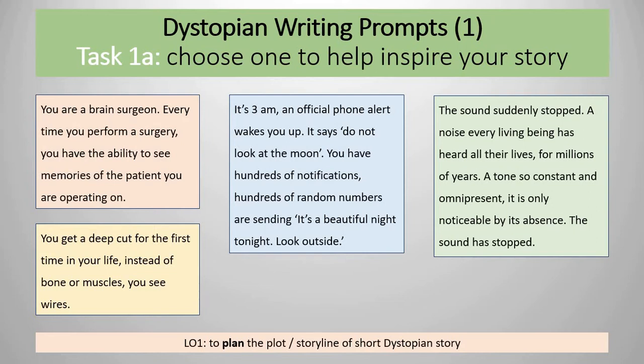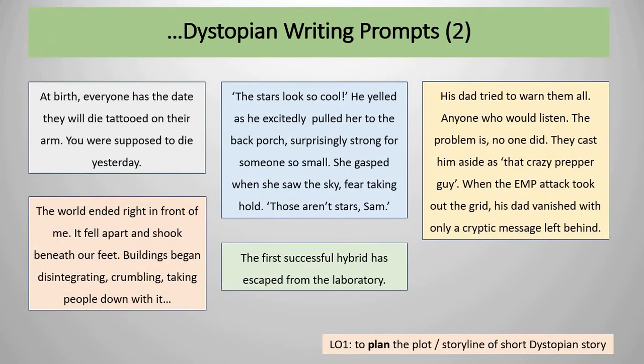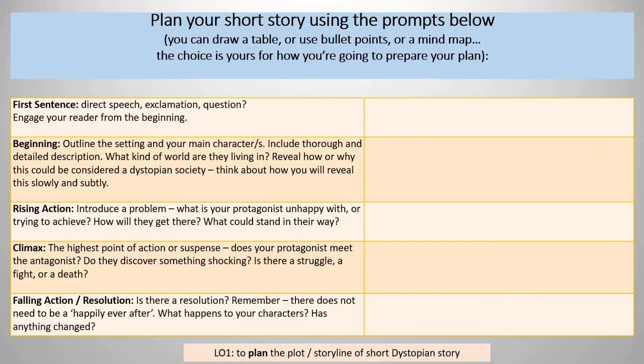So you should now have read those and hopefully have a good idea of where you want to take your story. So you now need to fill in your table here. Make sure that you include lots of detail. If you find it easy to draw a mind map, just make sure that your mind map has these 5 headings of first sentence, beginning, rising action, climax, falling action and resolution. So you can either do it as a table or as a mind map.